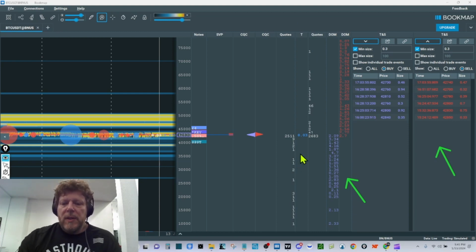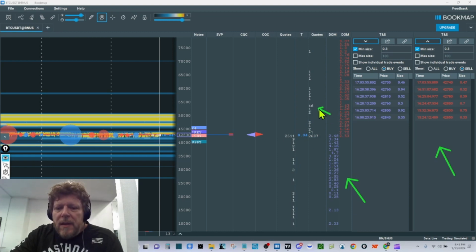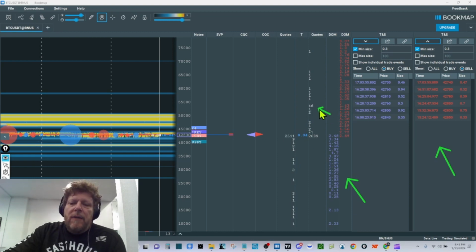Over here, we have the quotes. This is the open interest. These haven't ended up on the DOM yet, but right away, look at that. There's a 46 lot, or 46 Bitcoin, that's really acting as resistance up here. Over here, this is just a histogram of the quotes. We've got the session volume, and then we've got our levels marked.